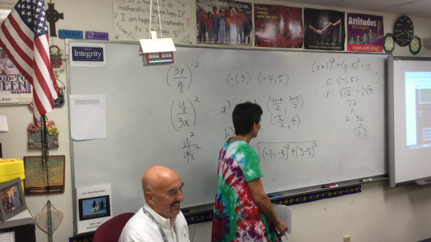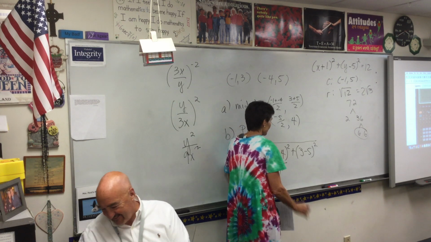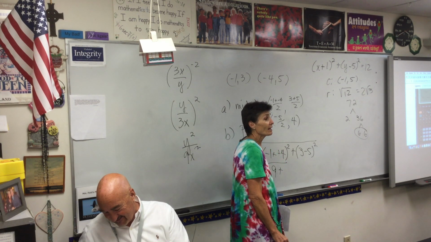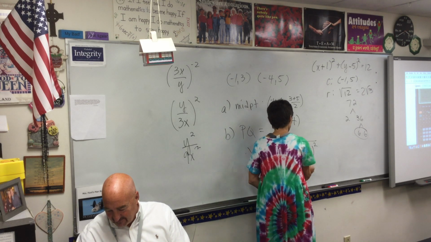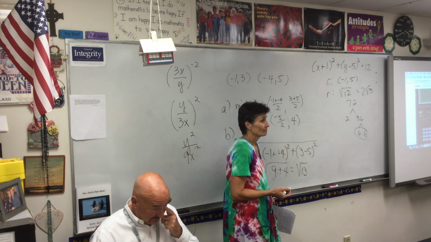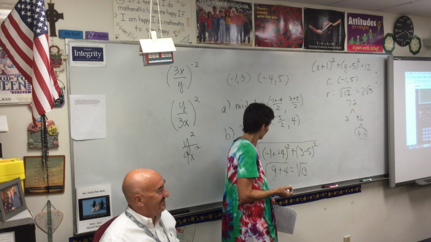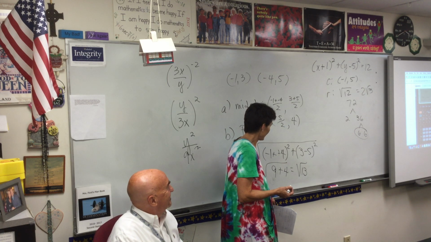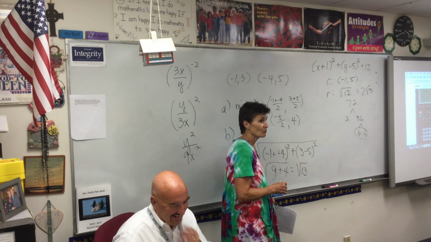-1 minus -4 is going to be 3 squared, which is 9. And 3 minus 5 is going to be -2 squared, which is 4. So you guys got off easy because yours doesn't simplify. Oh, I did that completely wrong. I got 5 squared plus 2 squared. I don't know how. Did you get it now though? Yeah, I get it now. All right. Keep an eye on your arithmetic.